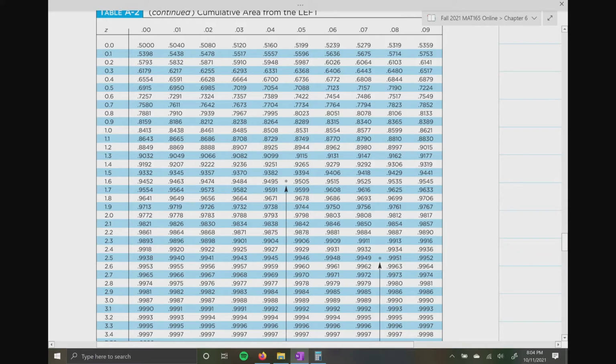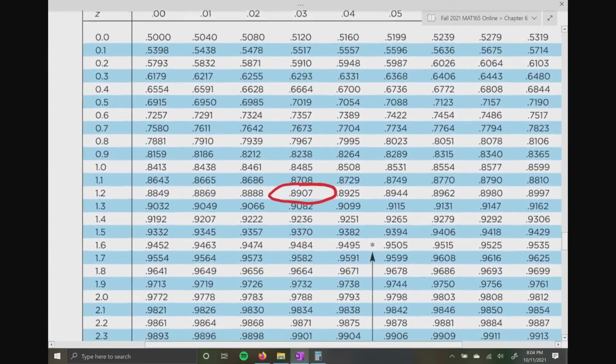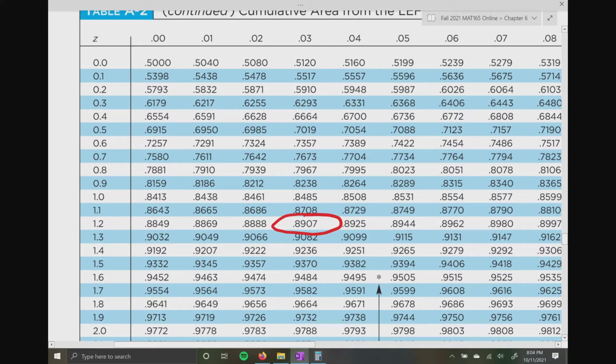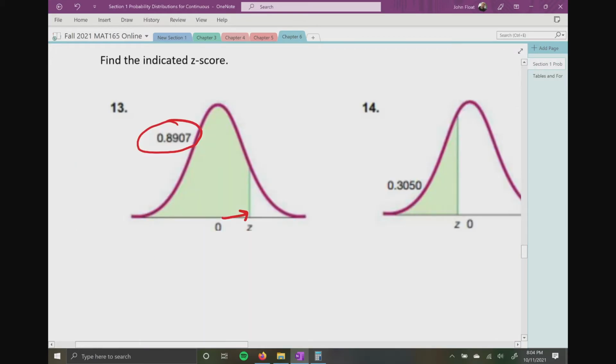So I'm going to kind of help us out here. If we look right here, so let me just zoom in real quick. So notice I found 0.8907 amongst all these crazy values. And I'm going to go the exact opposite way. In other words, I'm going to go outward. And by going outward, that gives me the z-score. So the z-score for this problem would be 1.23. Now, I'm going to just write that down in our notes, and then I'm going to show you how to do this using SALT. Okay? So z is going to equal 1.23.